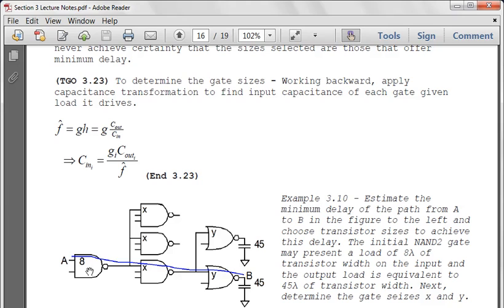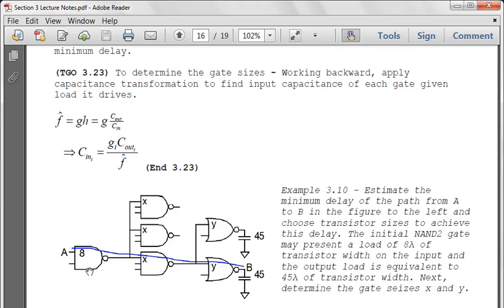So we're going to start with example 3.10. Let me read out the problem. Estimate the minimum delay of the path from A to B in the figure to the left. So in this case, the figure we have at the output, we have capacitance of 45.